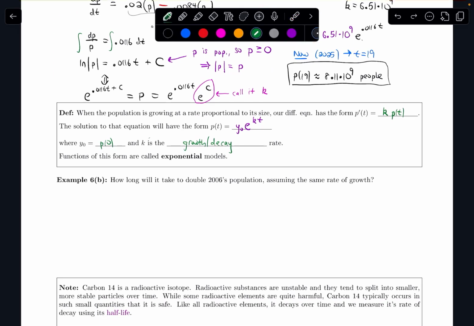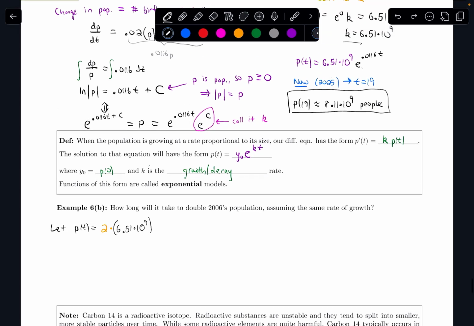So let P(t) equal 2 times that starting amount, which was 6.51 times 10 to the 9, and maybe I'll put parentheses around this to exaggerate that it's 2 times that initial amount. So if we plug that into this equation, on the left, P(t), we're plugging in 2 times 6.51 times 10 to the 9.